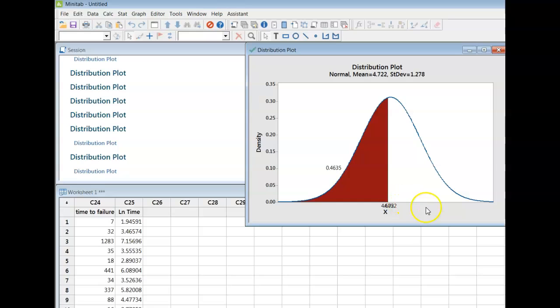So using the raw data, there's a 33% chance of this happening. But if I use the log data, there's a 46% chance of this happening. So there's a big discrepancy in these answers. This answer is the more correct answer, because we know these data follow what's referred to as a log normal distribution. They're normal after they're logged.